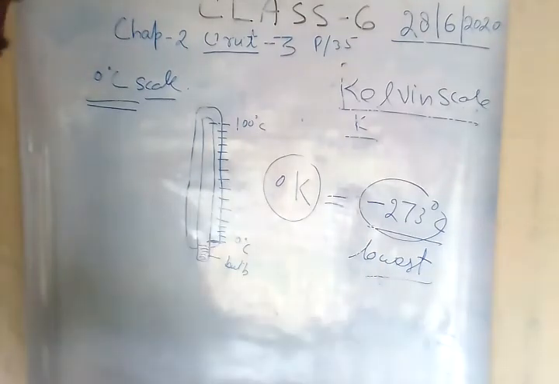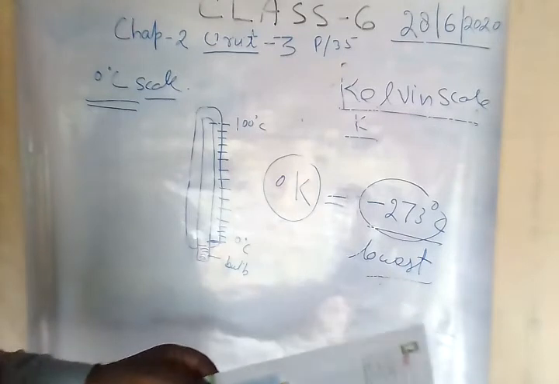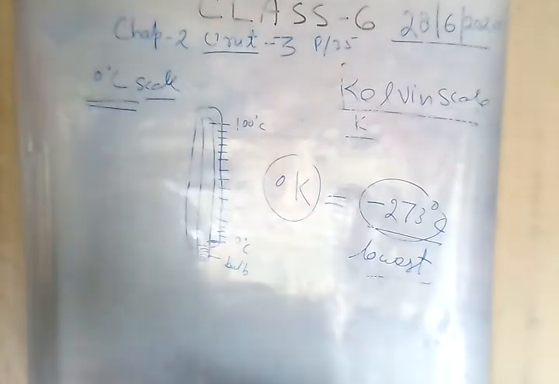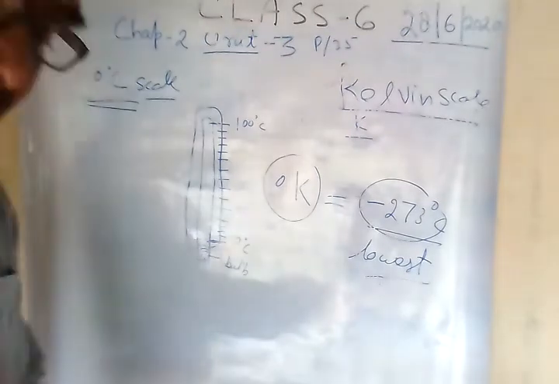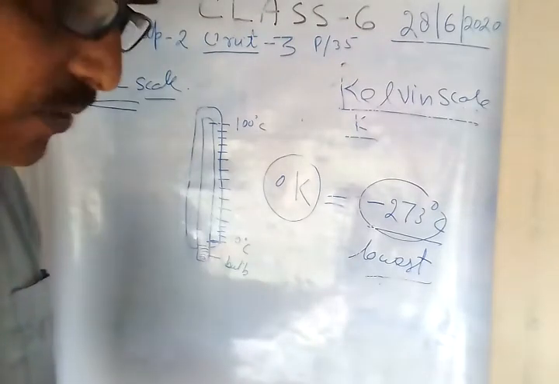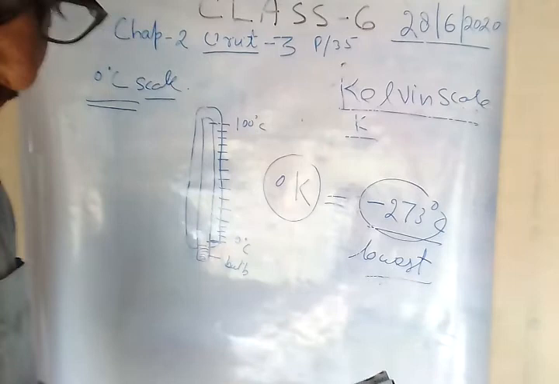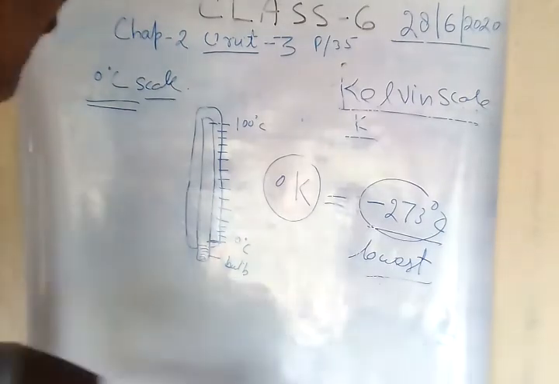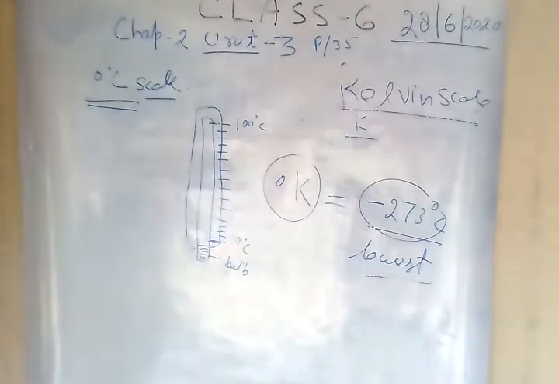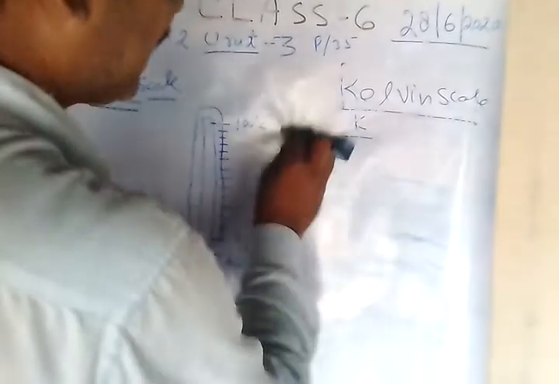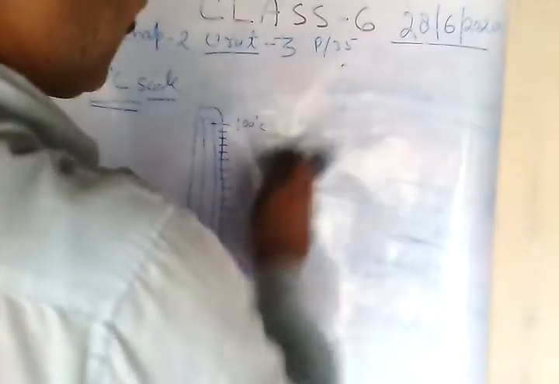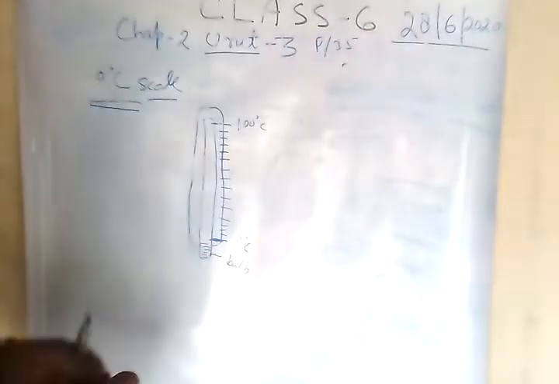Okay. Now turn the page, page number 36. Two diagrams are given here, Figure 2.21, the Kelvin scale and the standard scale. So here we are going to draw the diagram of the Kelvin measurement. See to it.